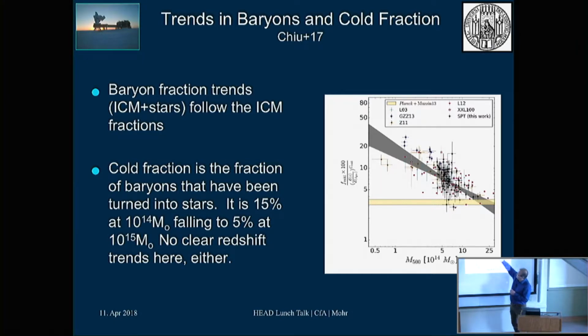So for whatever reason, low mass clusters and groups have roughly three times higher success rate in turning a given mass of baryons of intracluster medium into stars. So you can see it basically falls from about 15% cold fraction at 10 to the 14 to 5% at 10 to the 15. And here also we really don't see any redshift trends.